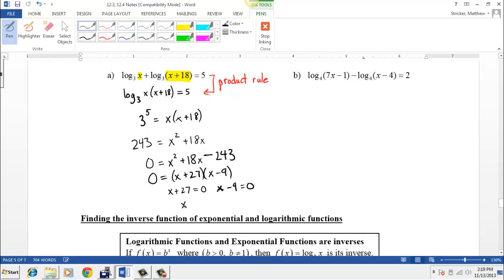Gives us two answers. It gives us x equals negative 27 or x equals positive 9. And we can see one of these answers obviously won't work. The negative 27, I can't take the log of a negative 27, so my answer is going to be just x equals 9.